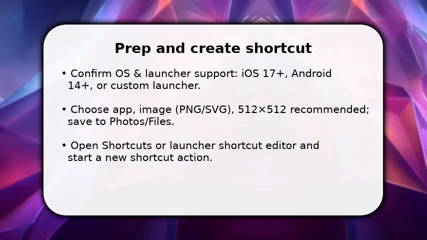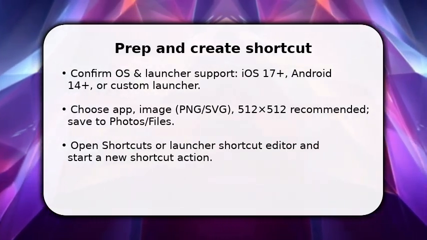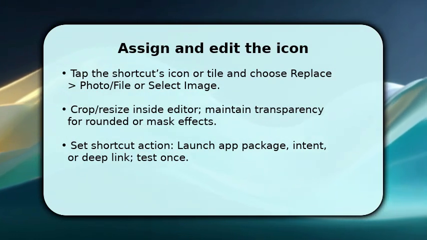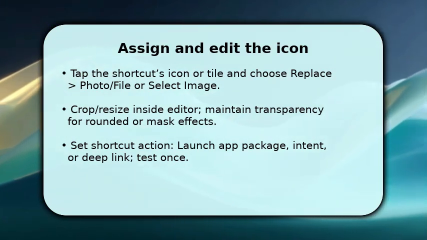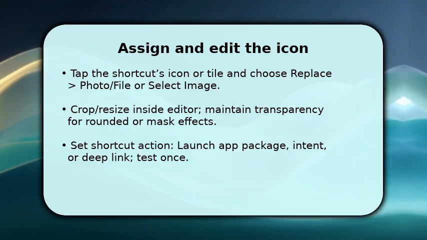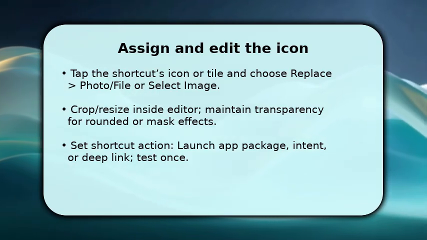Once done, name the shortcut clearly. This name becomes the label under the icon and helps you find it quickly. Next, you assign your prepared image to that shortcut so the new icon appears on the home screen. Tap the shortcut's icon placeholder and choose Replace with Photo or File, then pick your 512 x 512 image.